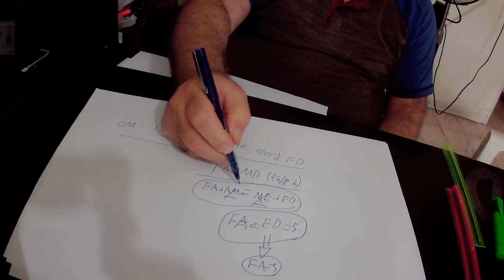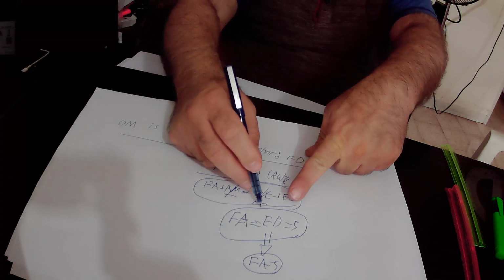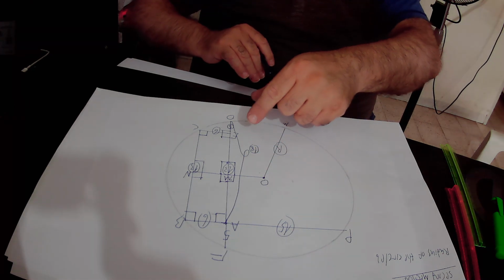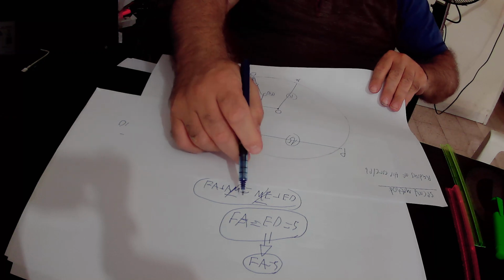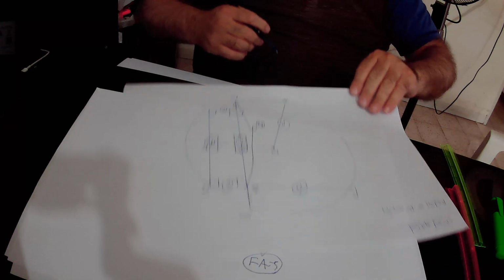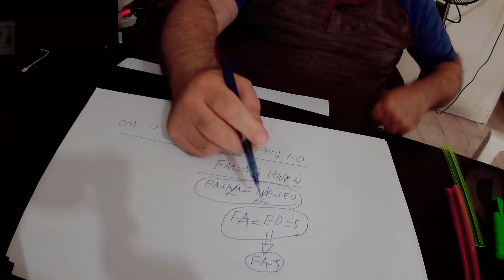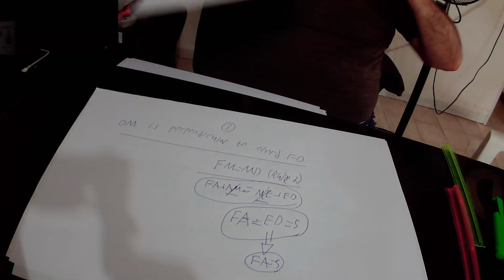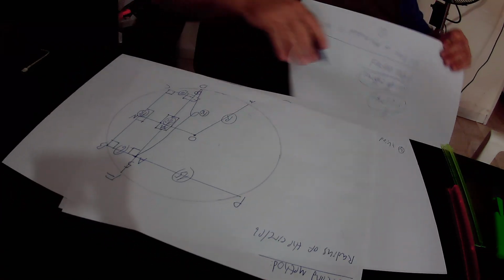Therefore, we can cancel them out because they are equal to each other. And we are left only with FA that is equal to DE. Here chord FA equals chord ED. But we have already found out that ED equals 5 units. So from this equation, FA equals ED equals 5, we will derive that FA also equals 5 units. Here FA equals 5 units. In the next step, we extend that.